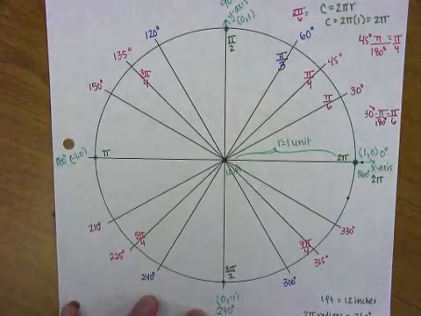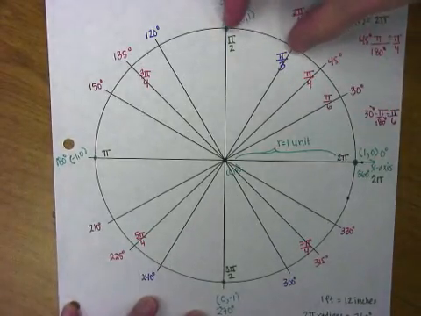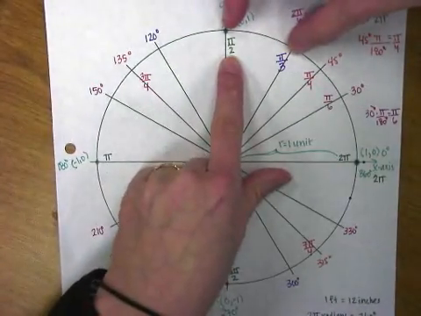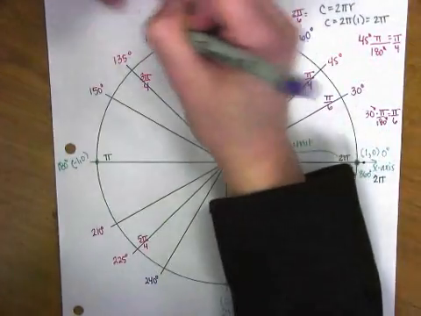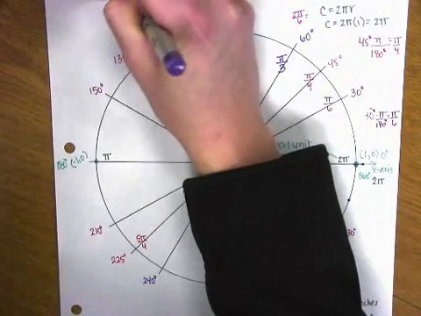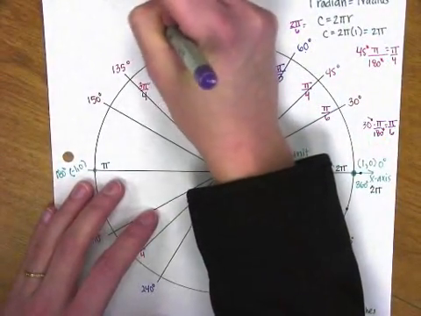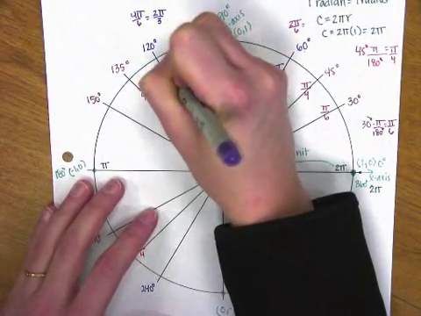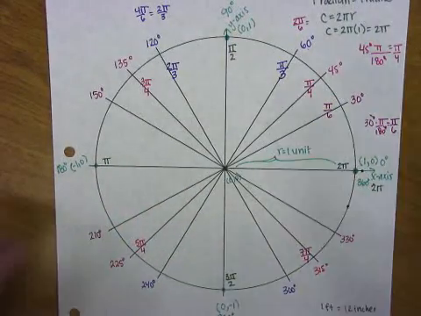And then 1 pi over 6, 2 pi over 6, 3 pi over 6 is the same thing as pi over 2. Here's 4 pi over 6. Now, 4 pi over 6 is going to reduce to 2 pi over 3. So this guy is a 2 pi over 3. Okay. And then I'm going to go the same amount.